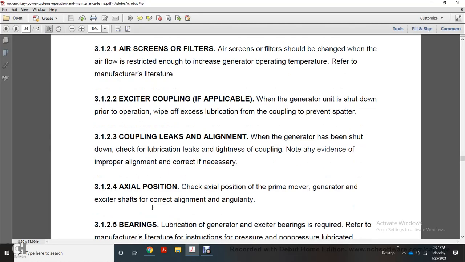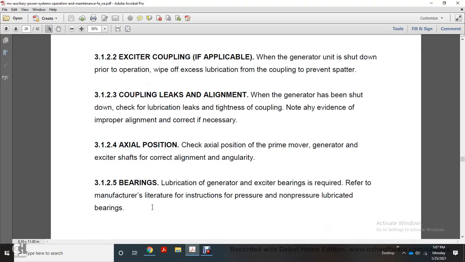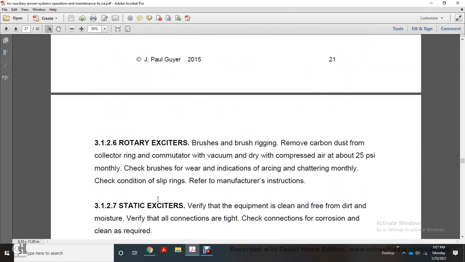Axial position. Check the axial position of the primary mover, the generator, and the exciter shaft for correct alignment and angularity. Bearing lubrication of the generator and exciter bearings is required. Refer to the manufacturer literature for instructions on pressure and non-pressure lubricated bearings.